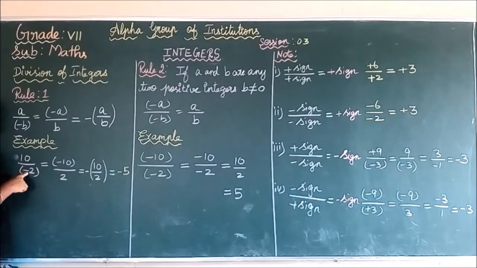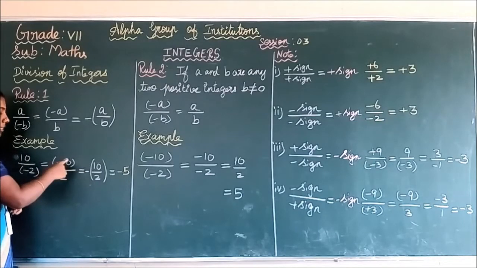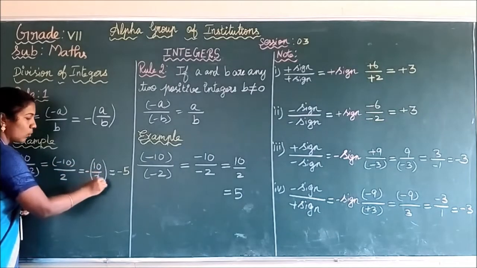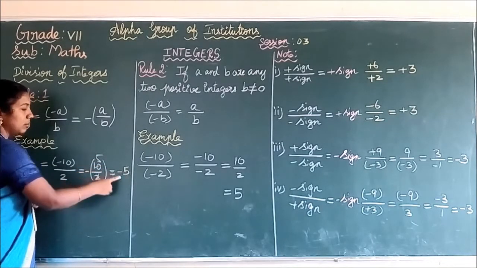That is, 10 divided by minus 2 is equal to, the symbol of the denominator 2 is minus. That minus goes to the numerator: minus 10 by 2, which is equal to, now taking the minus commonly outside, you get minus of 10 divided by 2. Now you can cancel: 1 2 is 2, 5 2s are 10. Thus the answer is 5, and with the symbol, minus 5.